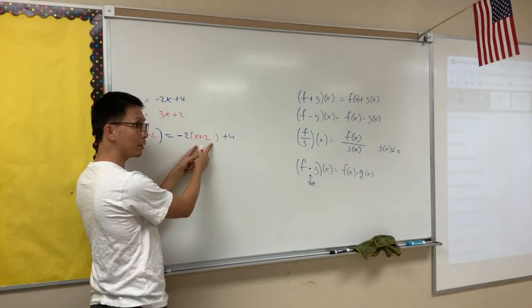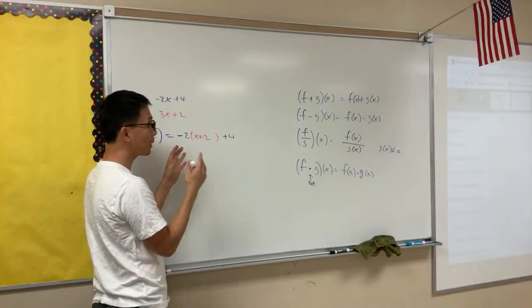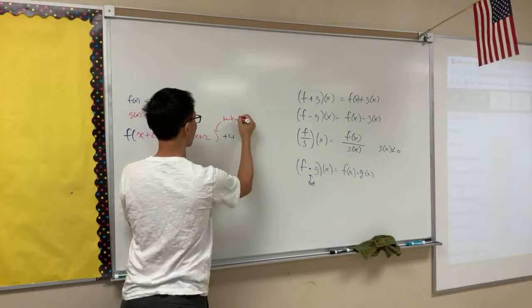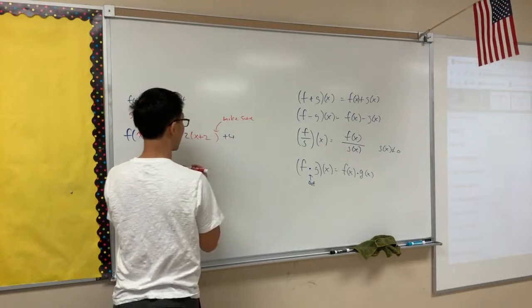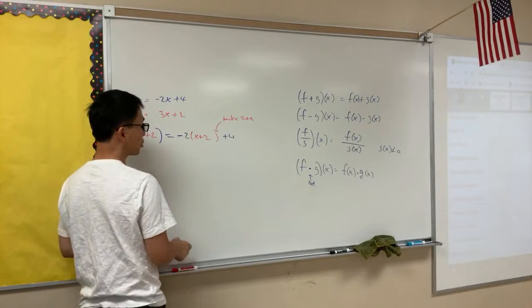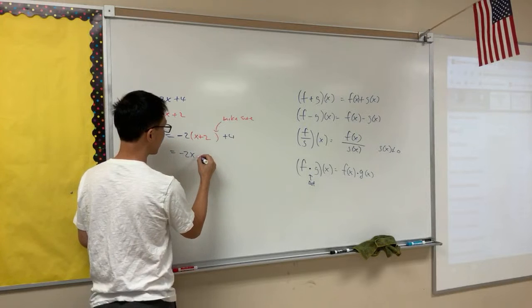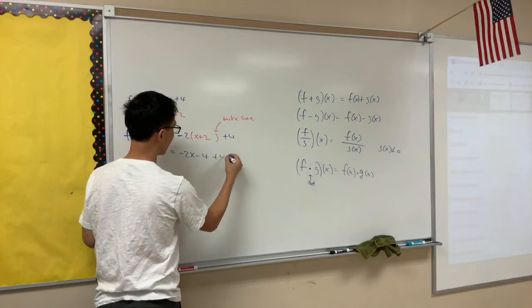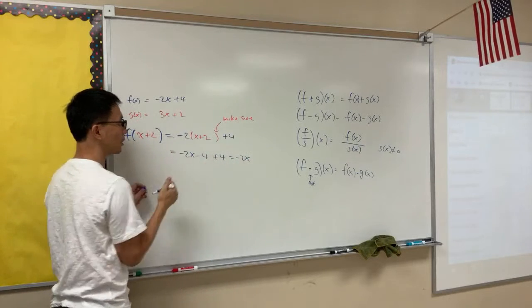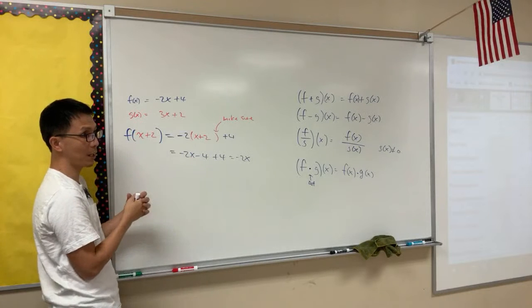But you've got to put parentheses. If you don't put parentheses, then your distribution is going to be wrong. So make sure you put parentheses every time you substitute something. So now I'm going to distribute and simplify this. That's equal to what? Negative 2x minus 4 plus 4. That's equal to negative 2x. So this is the expression; it ends up being your expression. If it's a number, then it becomes an evaluation.